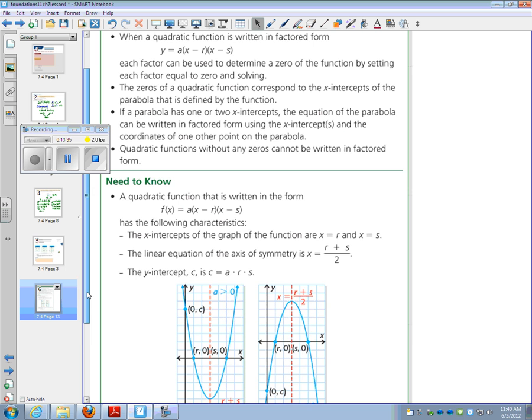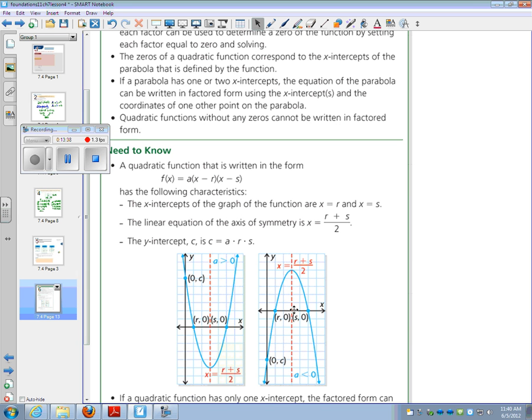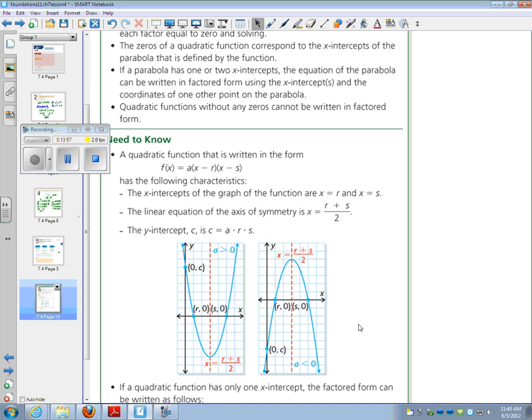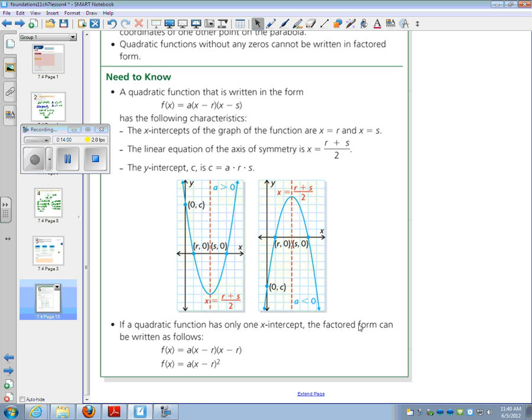A quadratic function written in the form y equals a(x minus r)(x minus s) has the following characteristics. The x-intercepts are x equals r and x equals s. The equation of the axis of symmetry, which we did, is x equals (r plus s) over 2. The y-intercept, which we didn't try yet, is c equals a times r times s, so that if they ask you to find the y-intercept, you can do that. If it has only one x-intercept, the factored form is (x minus r)(x minus r). So you do have to write it twice if it only touches the x-axis once.